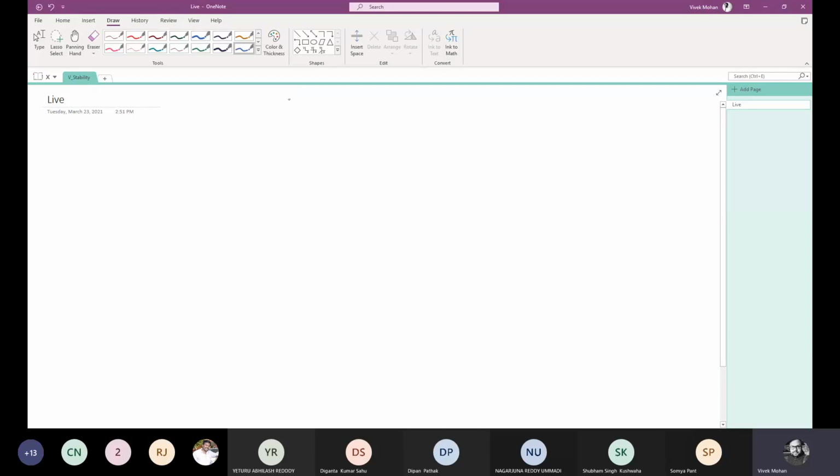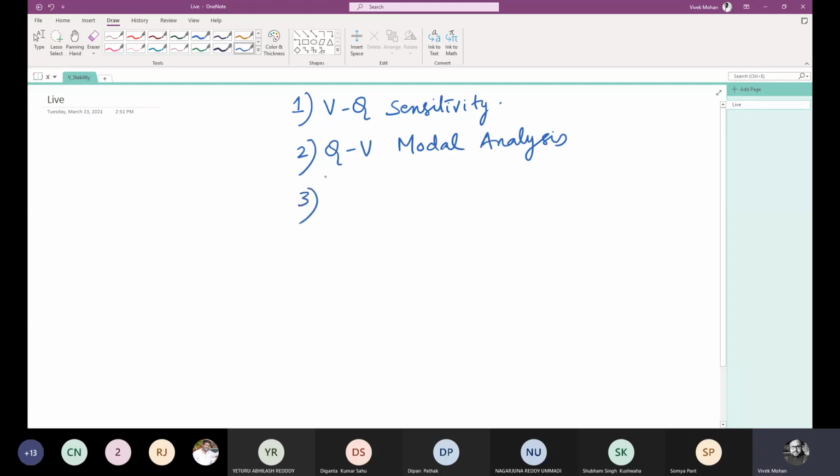Now you have already gone through the VQ sensitivity, then QV modal analysis. Then as an extension of QV modal analysis, you have this participation factor.